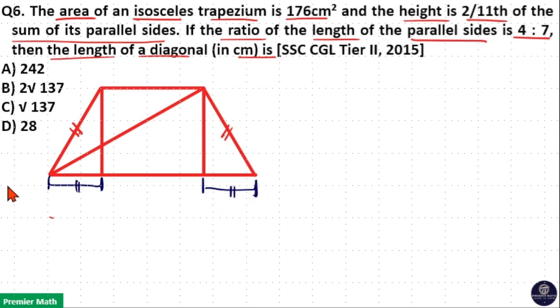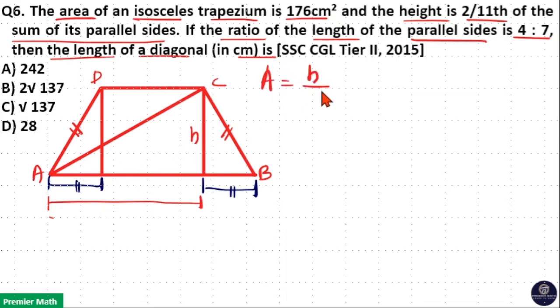Now consider this trapezium as trapezium ABCD. And now this is the height h. So we need to find out the diagonal AC. In order to find out the diagonal AC, we need to find out this length and height. Here area of trapezium is equal to height by 2 into sum of its parallel sides. Here sum of its parallel sides means CD plus AB. So CD plus AB into h by 2 is the area.